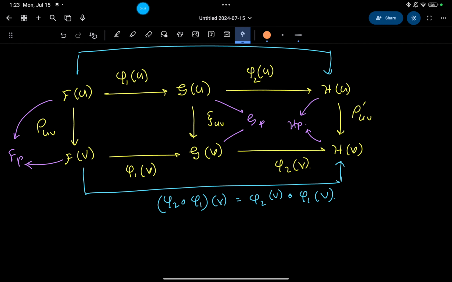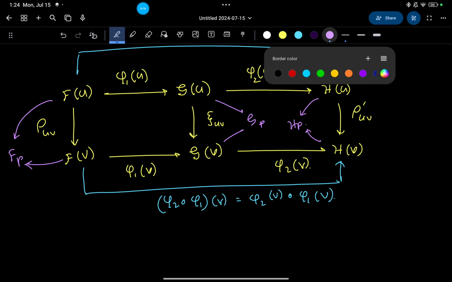As these two commute, by the property of direct limit there must be a map from F_P to G_P. Similarly I will get a map from G_P to H_P. Now if I do the composition of these two maps, F_P to G_P and G_P to H_P, then there is also always a composite. So how will the map be defined? The map is basically defined like this.